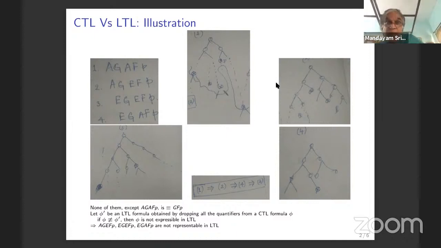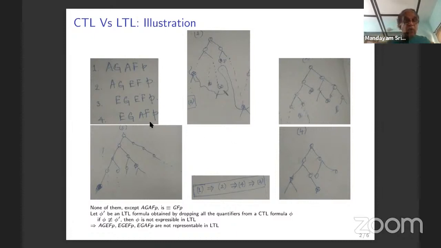But here you see, the reason that AG of AF of P does not hold good here is because this particular path from the initial state, on that path, every state does not satisfy AF of P, although it satisfies EF of P. Okay, that's the point I was making. The reason that not every state on that path satisfies AF of P is because this path itself on the left side will not have a cross at all. Okay, that's the difference between having an AF and an EF.